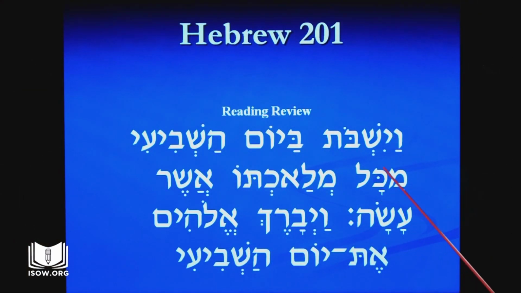We're going to read the rest of this passage that we've taken from the book of Genesis. And so our first word here is vayishbot. Bayom. Hashvi'i. We've had that word in the previous panel. Hashvi'i.